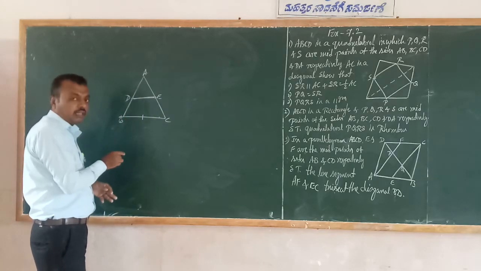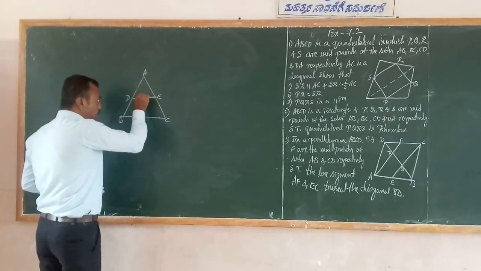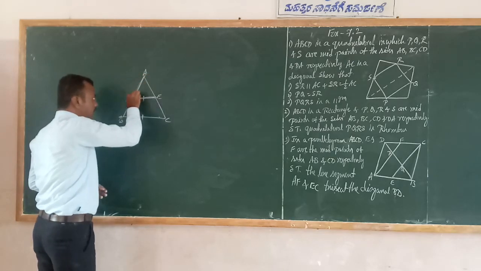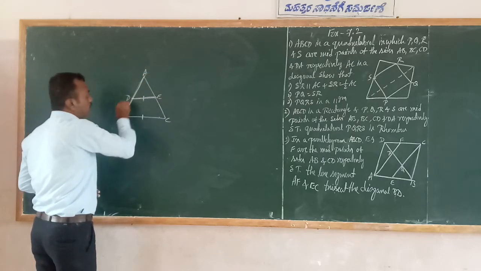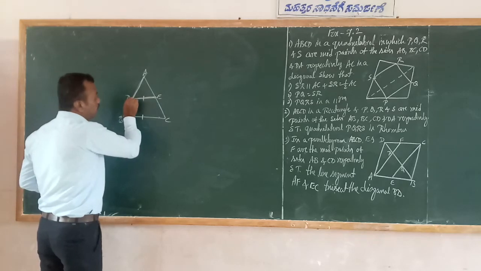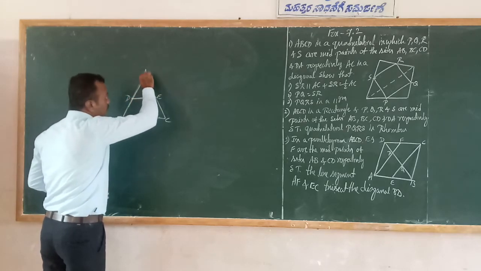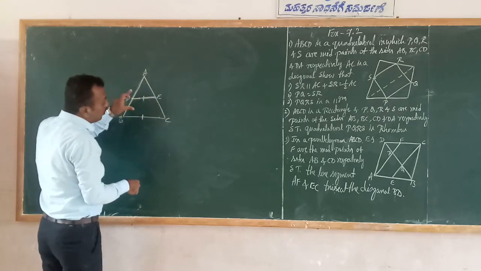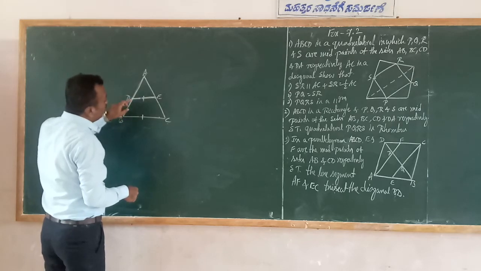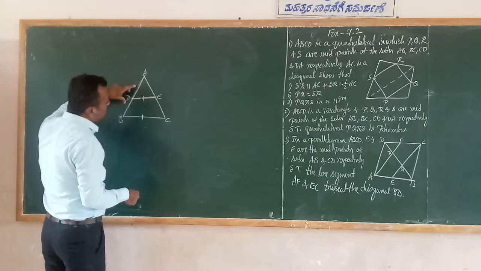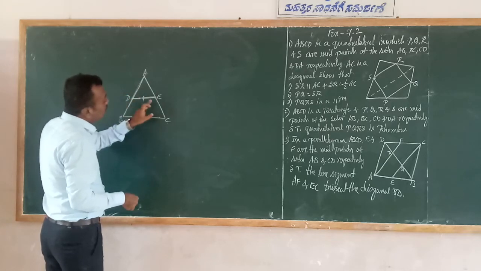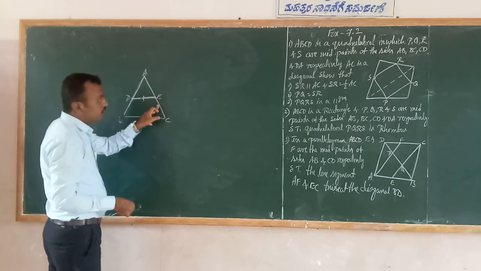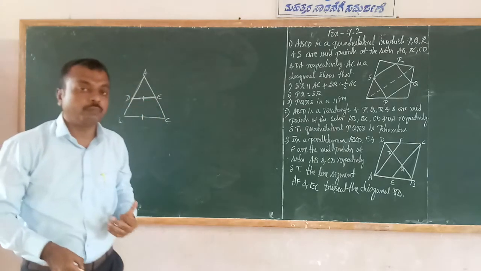So the converse: when in any triangle, the line drawn through the midpoint of one side is parallel to another side, then it bisects the third side. That means AE is equal to EC. When the line joining the midpoint of one side of the triangle is parallel to the third side, then it bisects the other side, that is AE is equal to EC. This is the converse of the midpoint theorem.